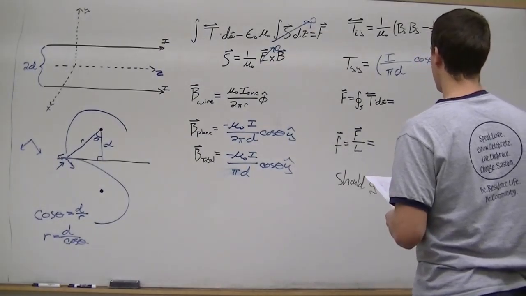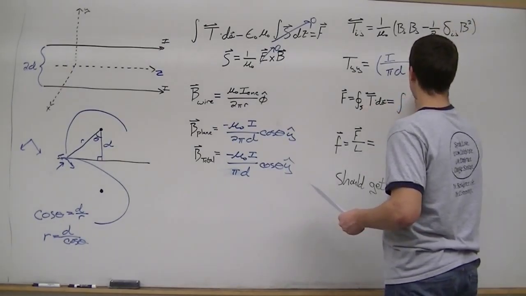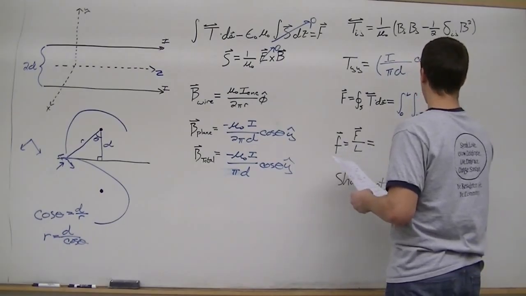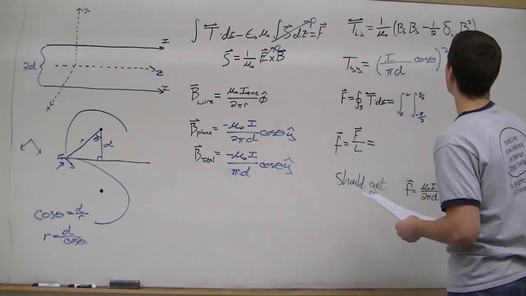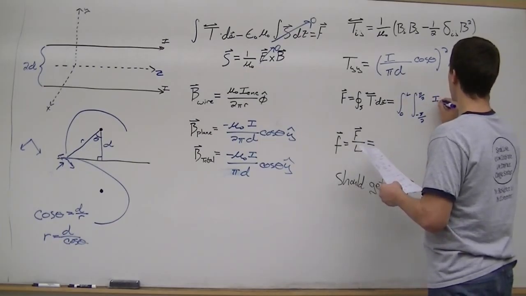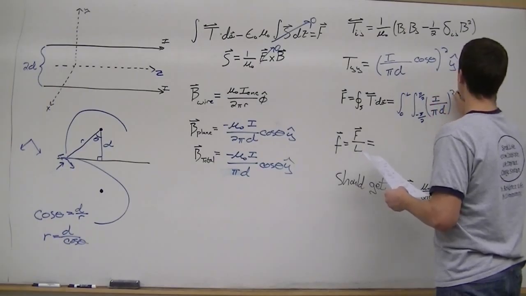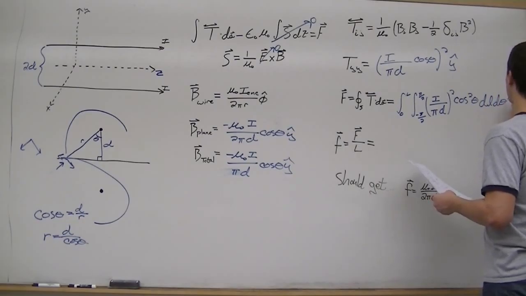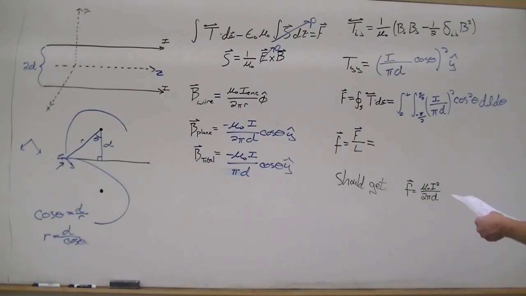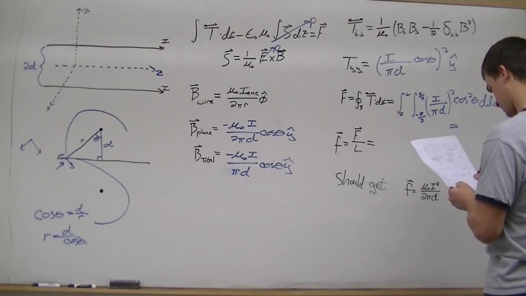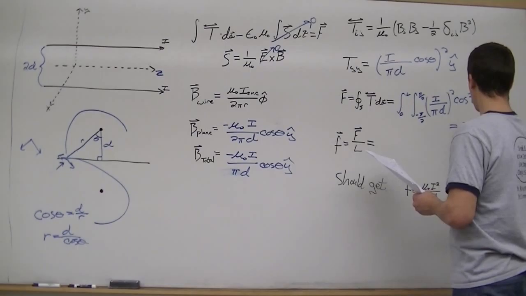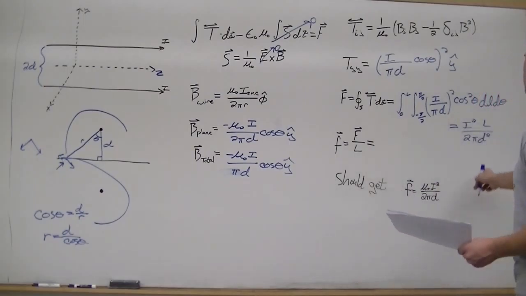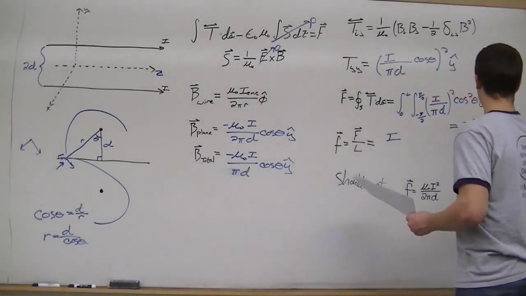And then plugging it into that equation over the area integral, this would become the double integral from 0 to L and negative pi over 2 to pi over 2 of this squared, cosine squared theta, times dl d theta. Evaluating that, you just end up with I squared L over 2 pi d squared, and then dividing by the length, you just end up with, oh, missed a factor of mu naught in here.